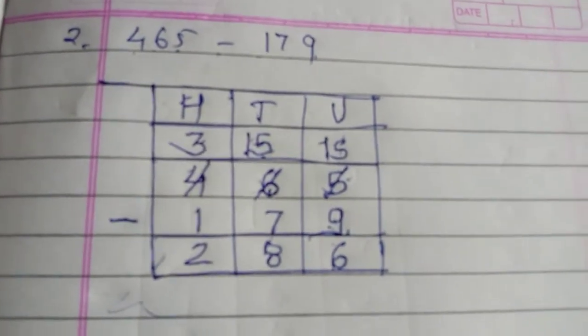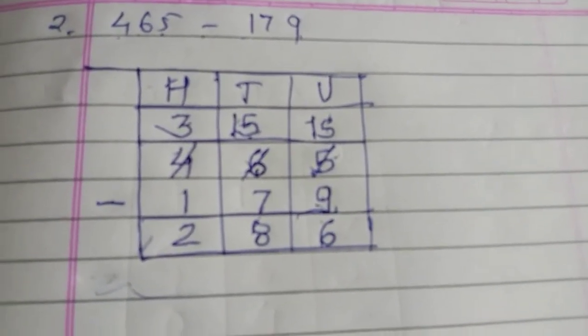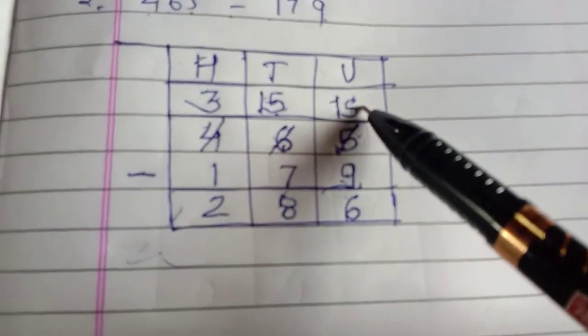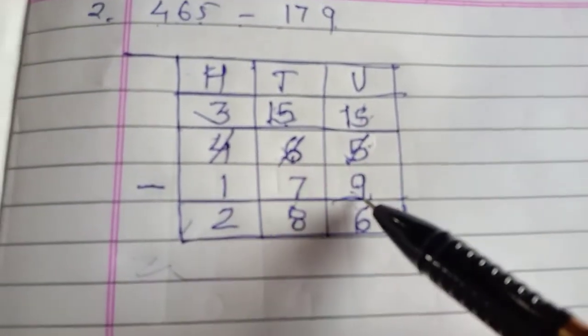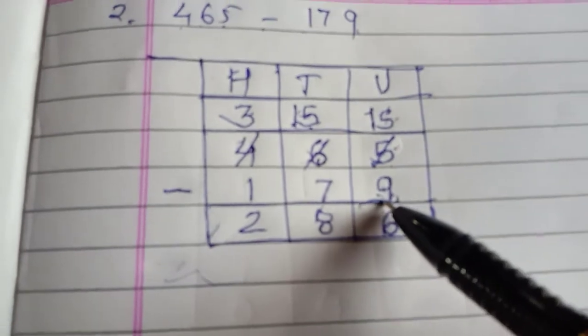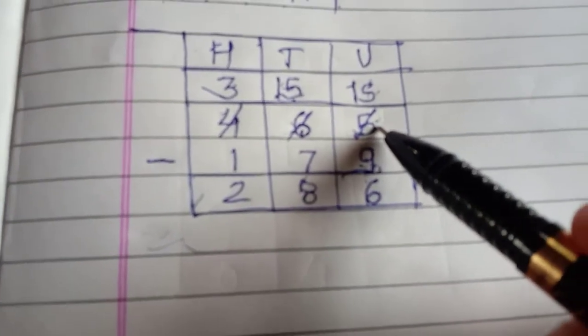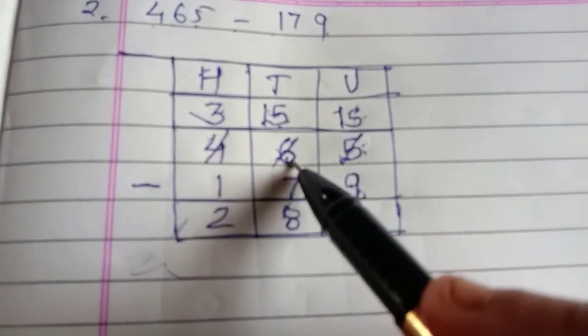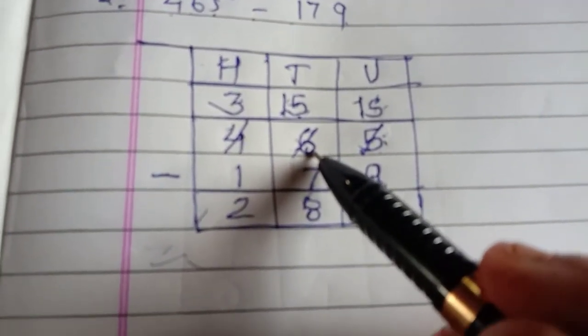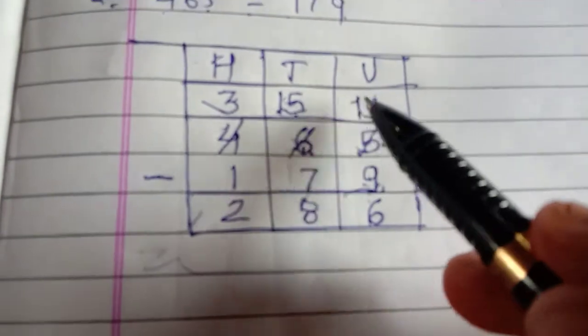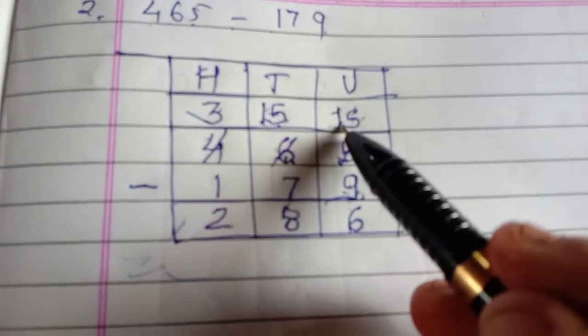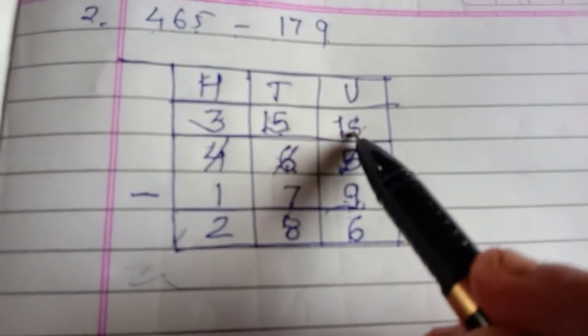Understand? Once again I will explain this. There is 5 units and 9 units. 5 units minus 9 units. Okay, but we cannot subtract 9 units from the 5. However, we have 6 tens here, of which we borrow 1 ten here. 1 ten means 10 units. 10 units plus 5 units, that is 15 units.